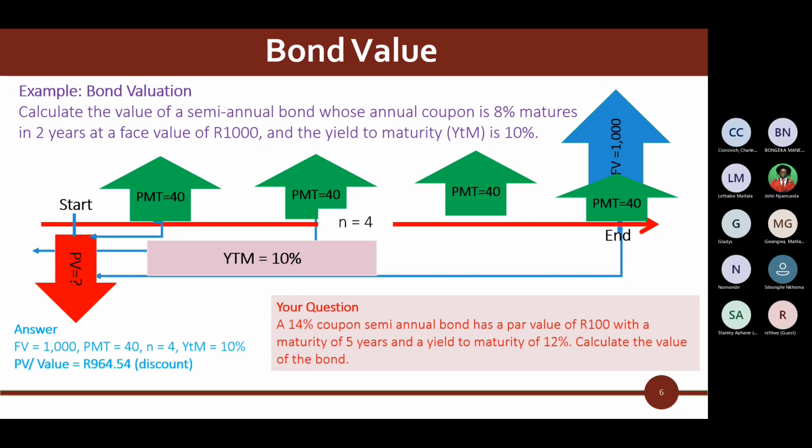Okay. So PMT is not always 40. It depends. It was 40 because, Gladys, here it was a 2-year semi-annual bond. It was an 8% coupon with a face value of 1,000. So it was 8% of 1,000, which is 80, but 80 is paid twice a year, which means every time they pay, they are paying 40 rand. Happy, Gladys?